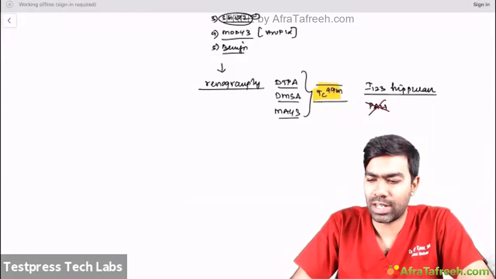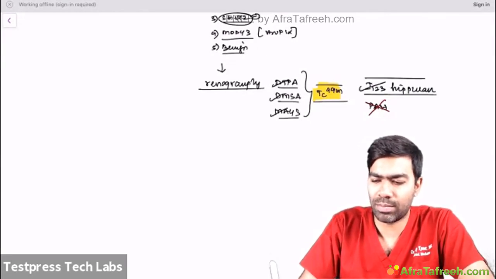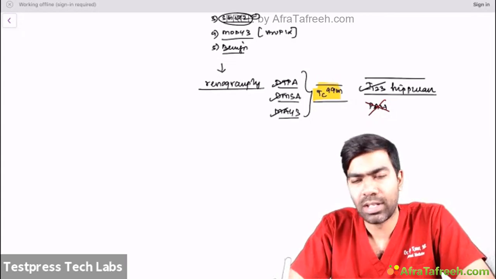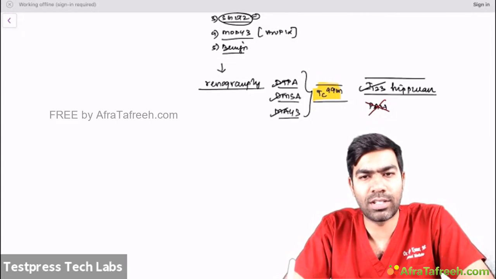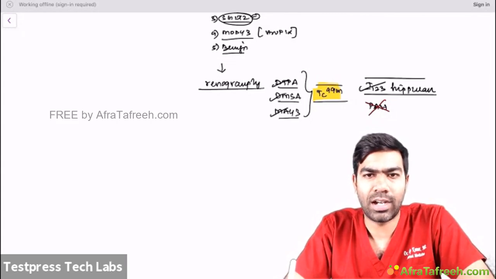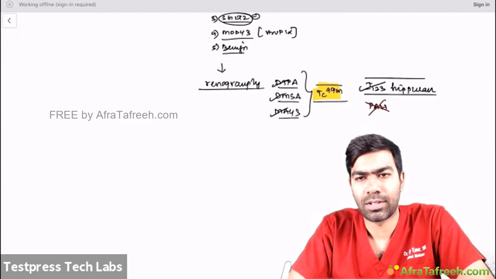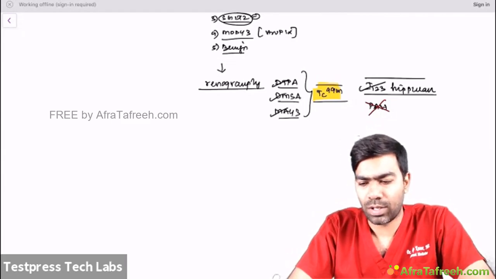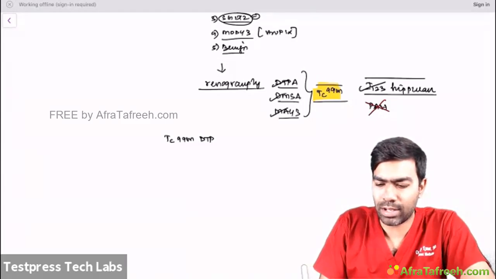But we have other markers, which are very costly. That's why we don't do that. Instead, these are very cheap: DTPA, DMSA, and MAG3. Can anyone tell what are the advantages and disadvantages of all these, DTPA, DMSA, and these compounds? Anyone? So first, let us see the technetium-99m DTPA, how it's going to behave.